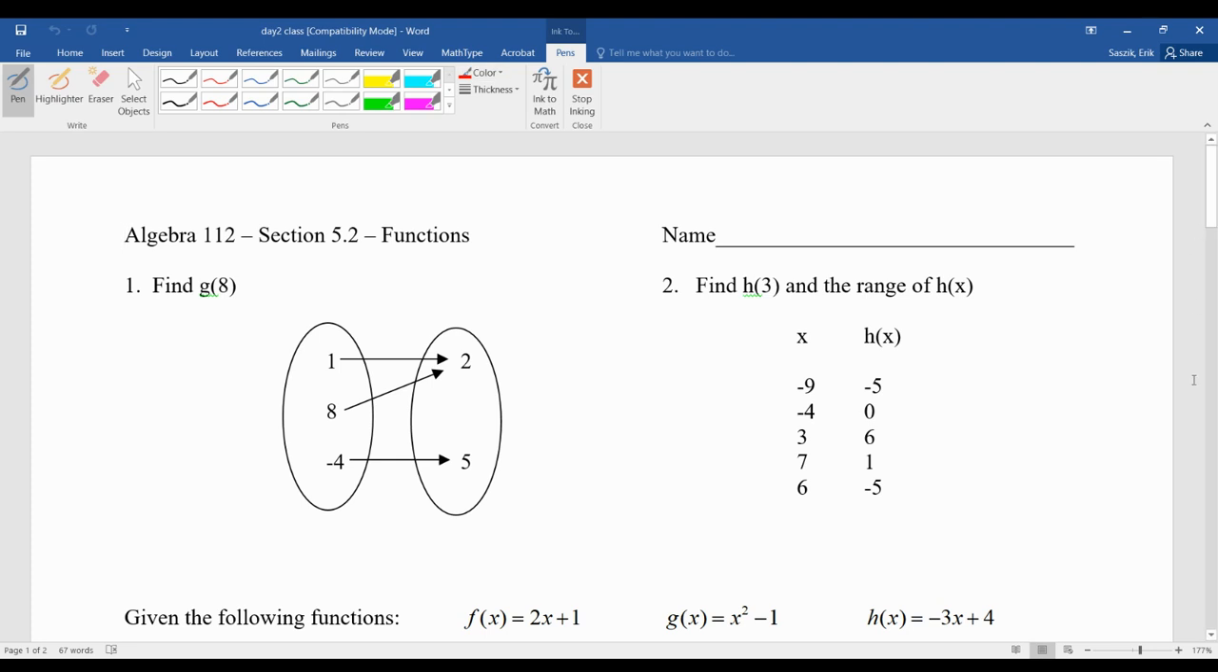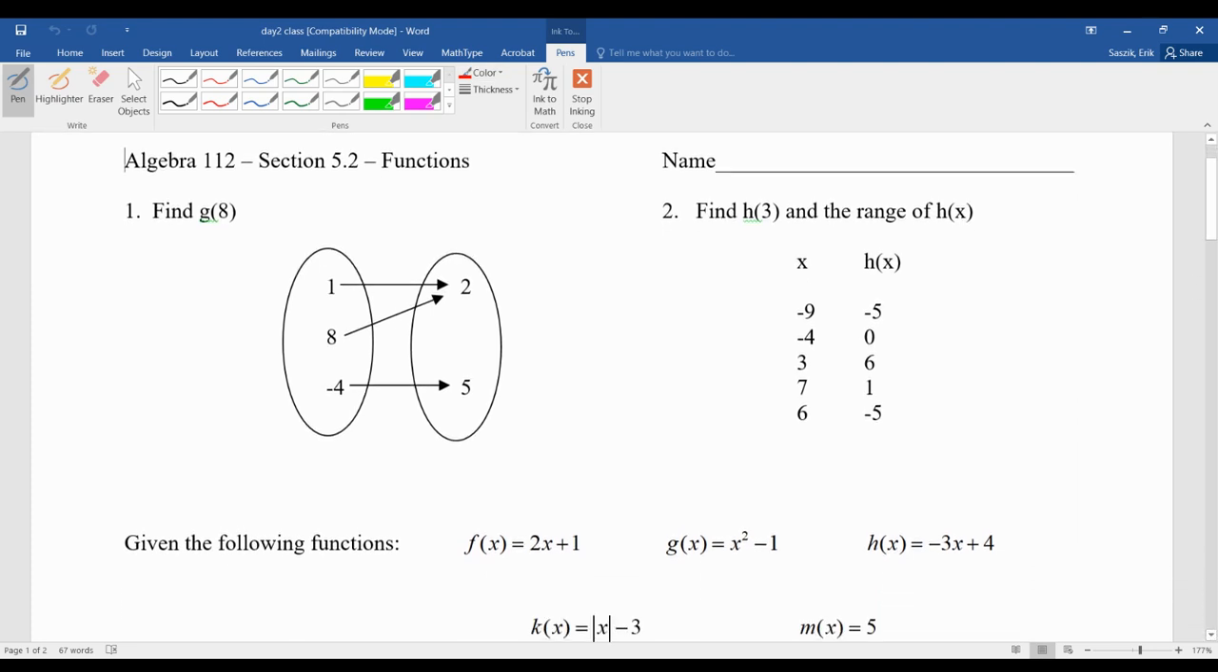All right, kids, exploring functions a little bit more. So yesterday, or earlier in the previous lesson, we were just talking about whether things are functions or not. Now we're going to actually apply those functions a little bit.